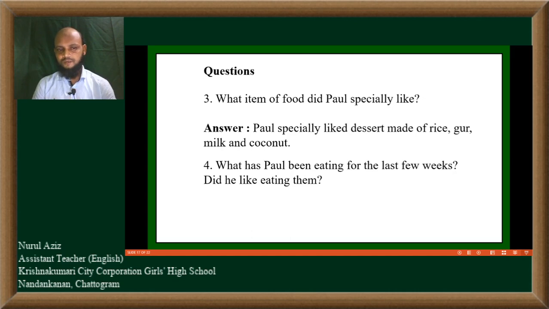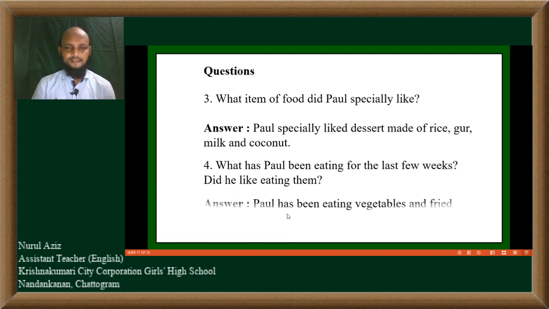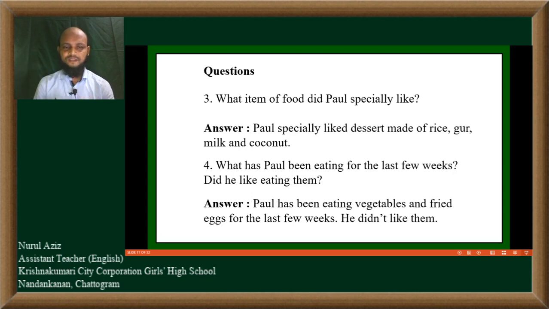There is another part of the question. Did he like eating them? So you have to answer the two parts. What is the answer? Paul has been eating vegetables and fried eggs for the last few weeks. Now, did he like eating them? He did not like eating them, because he hates the idea of eating the same kind of food for weeks.